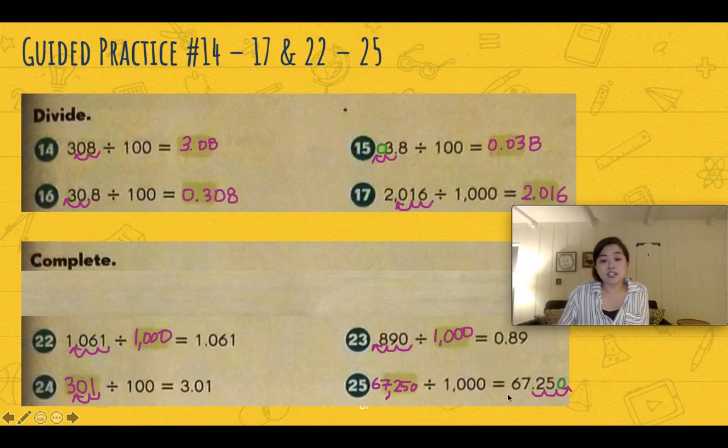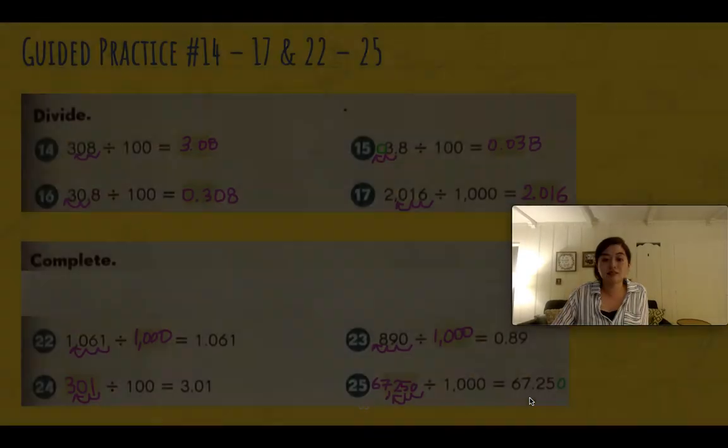But now let's double check to see if I divide this number by 1,000, do I get 67.25? Let's see, my decimal point is here, and I have to move it over to the left 3 times if I divide by 1,000. 1, 2, 3. So it comes between the 7 and the 2, which is exactly my answer right here. My decimal point is between the 7 and the 2. So that works.